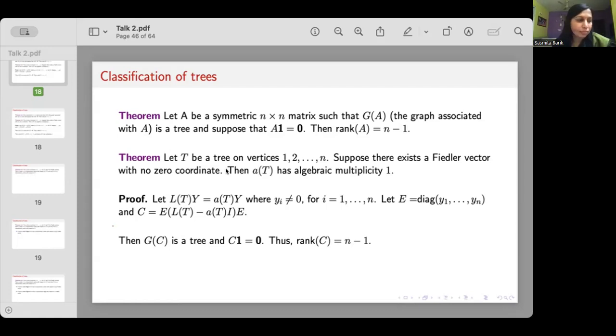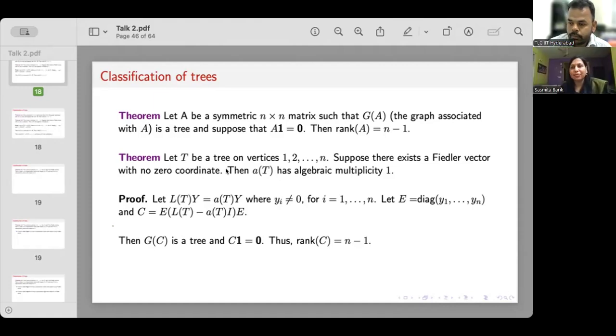Okay. Yes, ma'am. Like for trees, you can see the algebraic connectivity is less than or equal to 1. Okay. Here you need only one vertex to delete. Yes, ma'am. Yes, that is how I have tried to do.